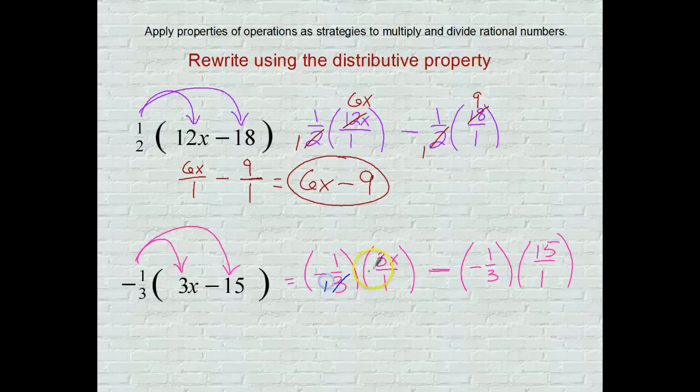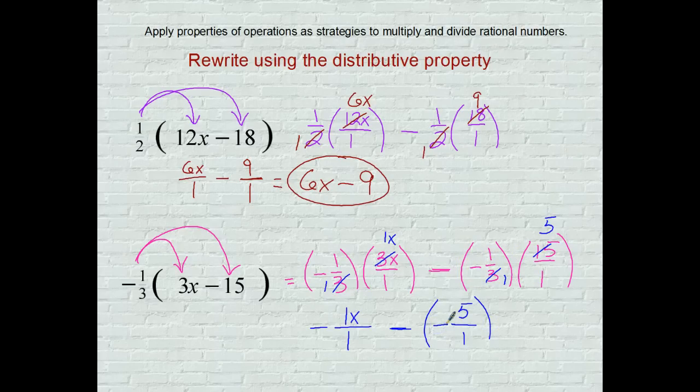Cross cancel. Negative times a positive is a negative. 1 times 1x is 1x in the top. 1 times 1 in the bottom. Minus, what? Cancel. 1 times 5 in the top. And 1 times 1 in the bottom. And that would be a negative times positive is a negative.